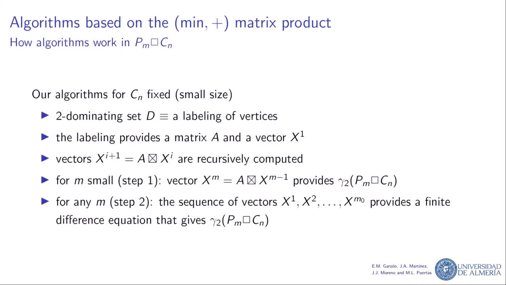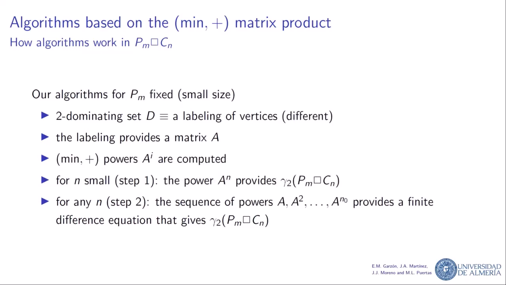And for step 2, the sequence of vectors x1, x2 until xn0 for a suitable n0 provides a finite difference equation that gives the two-domination number of the cylinder PnCm with cycle Cm fixed and small enough and any path.